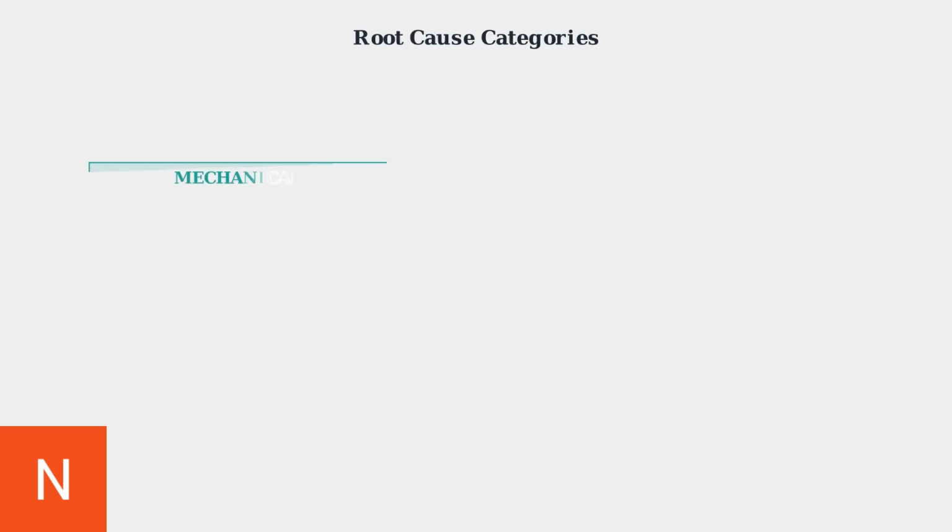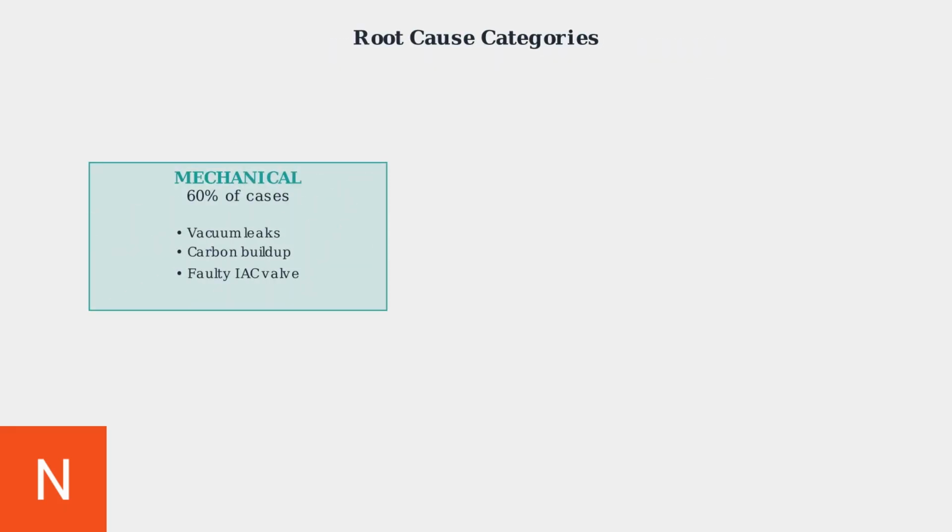The P0507 diagnostic trouble code indicates that your engine's idle speed is running higher than the manufacturer's specified parameters. This code triggers when the engine control module detects that the idle RPM consistently exceeds the expected range. P0507 issues fall into three main categories.